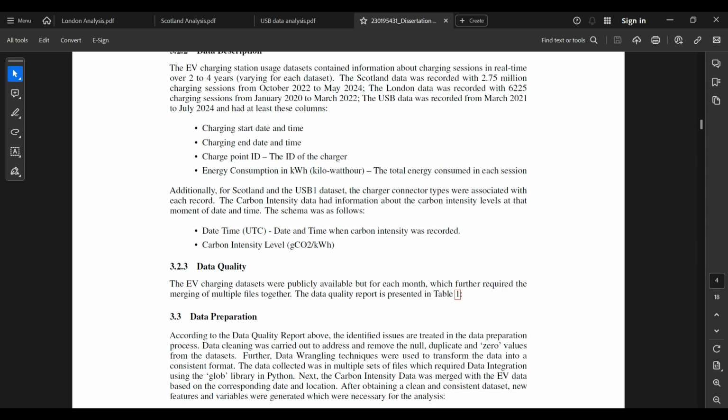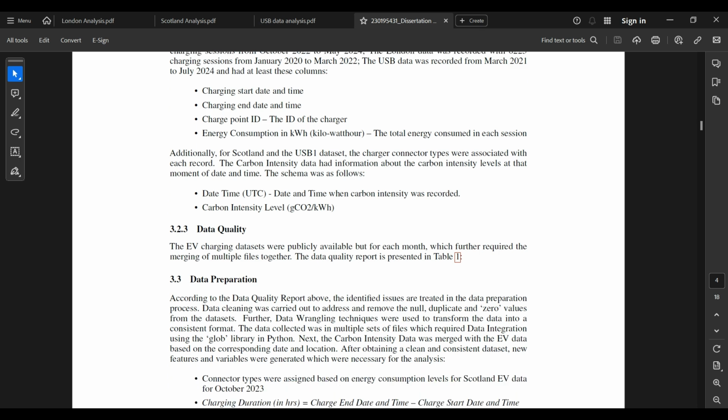In the data, there were four basic variables: the charging start and end time, the charge point ID, which is the ID of the charger, and the energy consumption in kilowatt hours. And the carbon intensity data had date and time, and also the carbon intensity level.